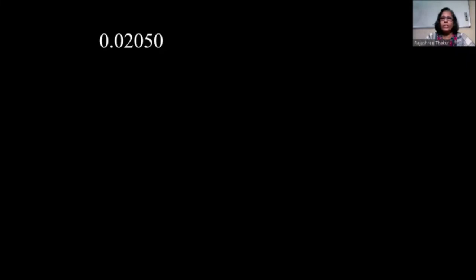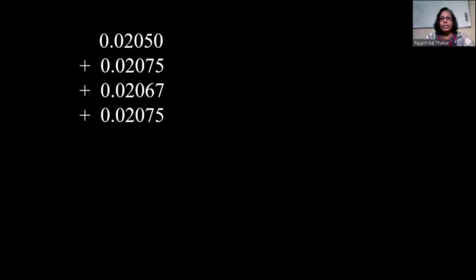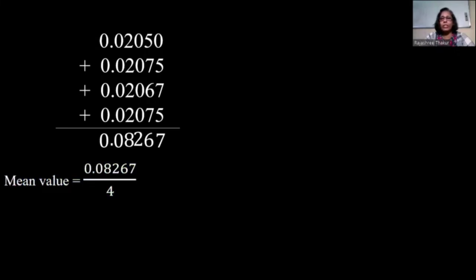So 0.02050 plus 0.02075 plus 0.02067 plus 0.02075. All right. If we add all these together, we get 0.08267. Now, what will be the mean value? Mean value equal to 0.08267 divided by 4. That gives you almost equal to 0.021 volts per centimeter.